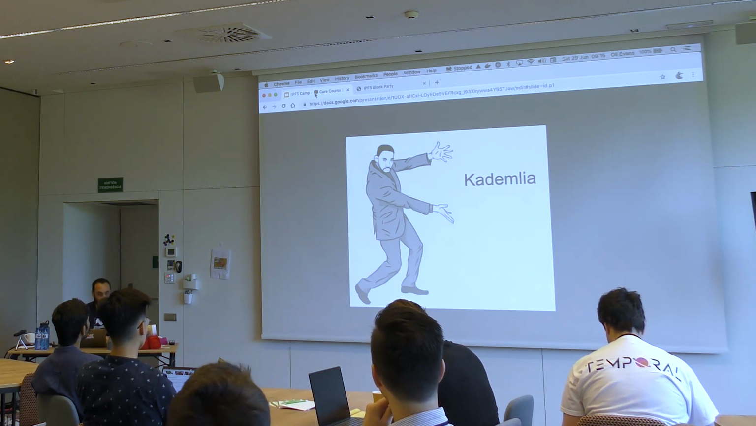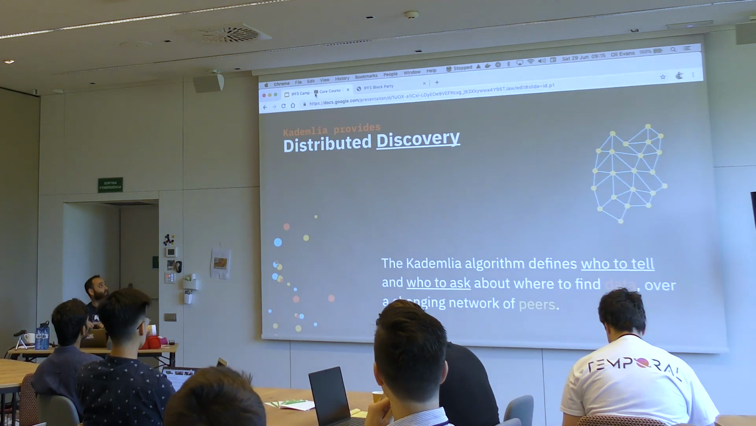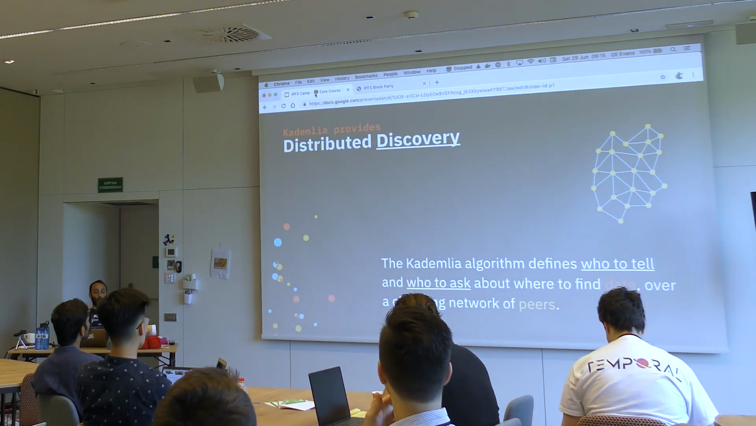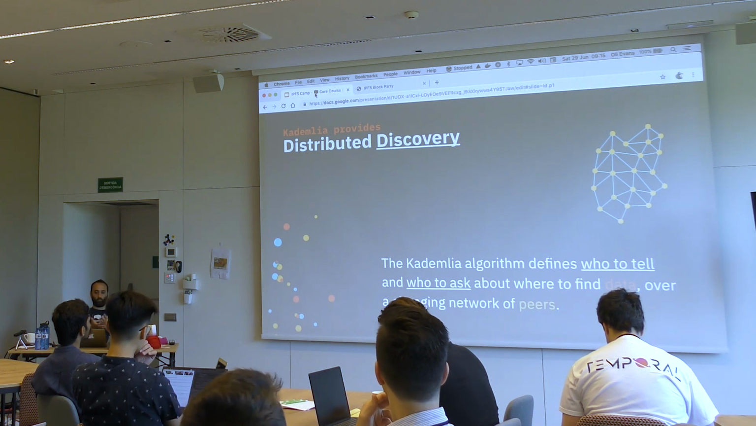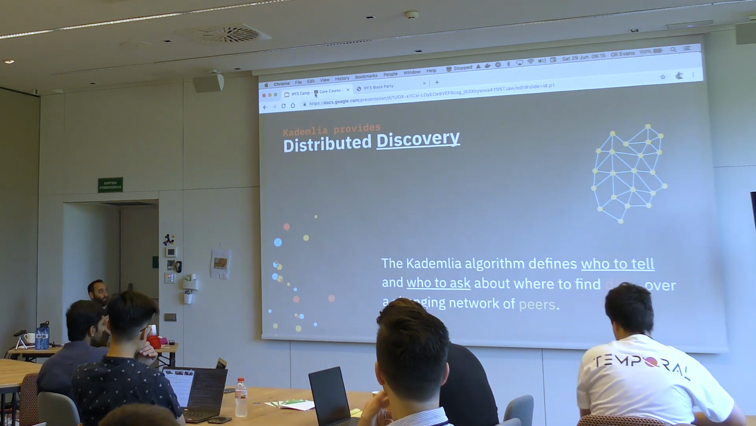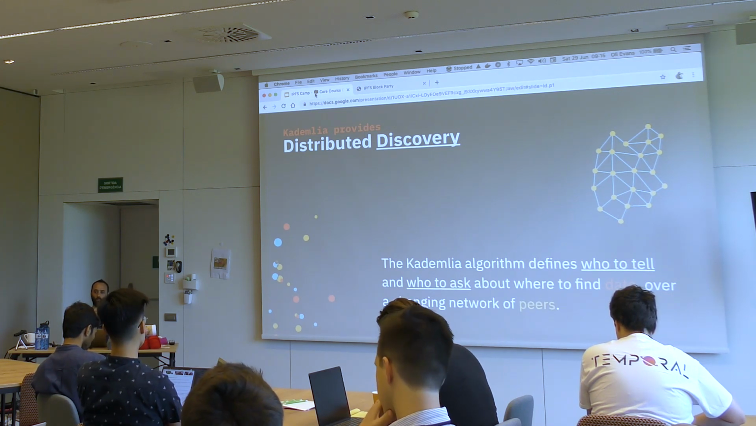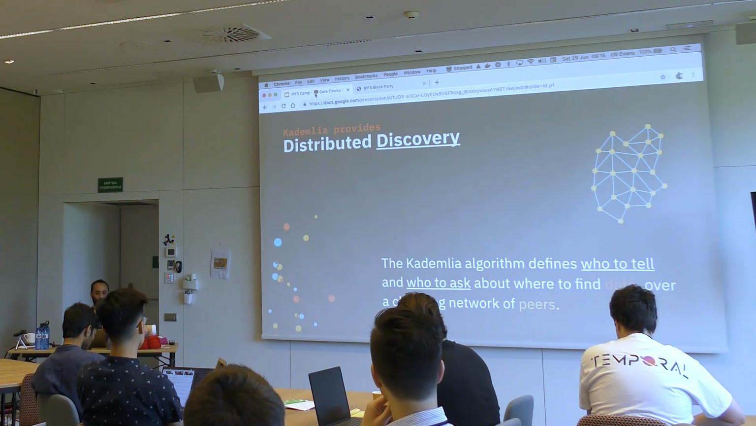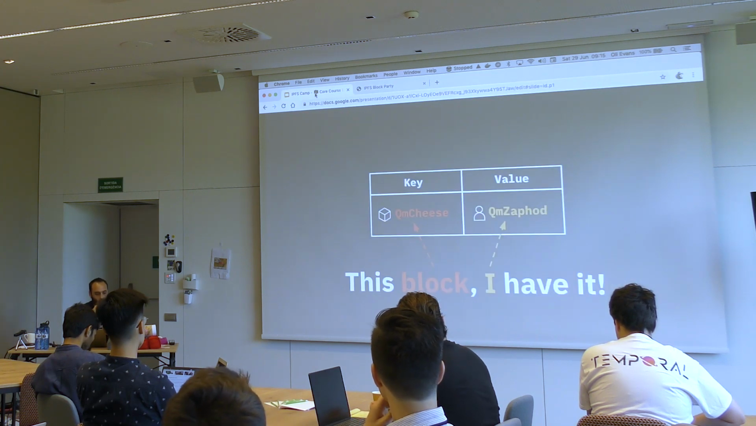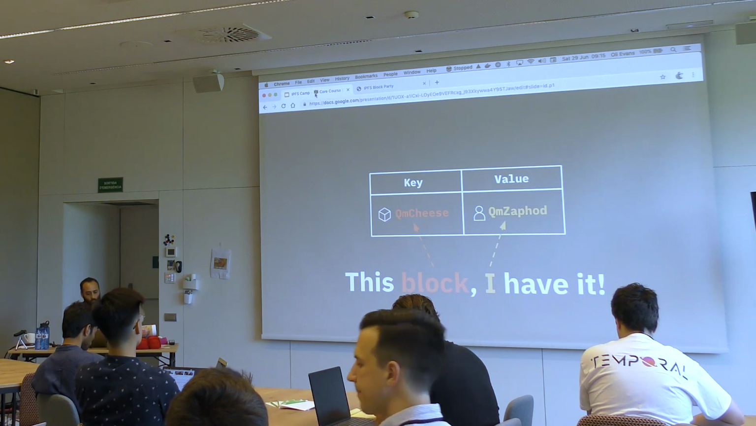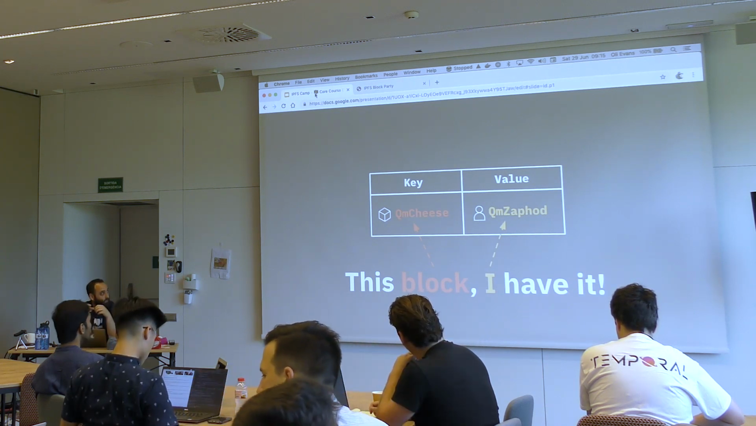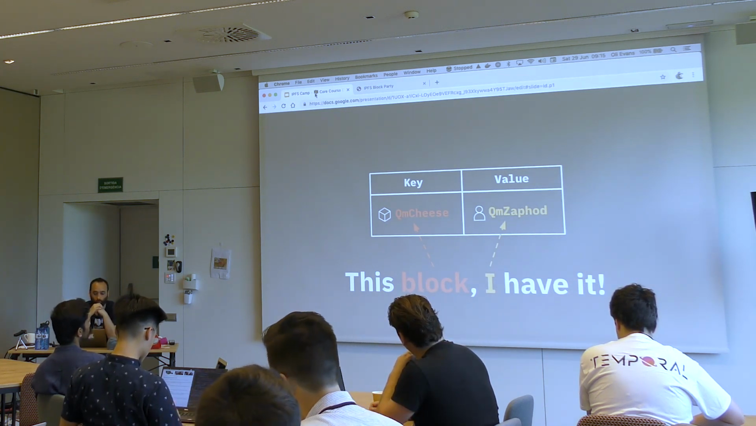So if CIDs give us a scheme for distributed naming, Kademlia is providing a scheme for distributed discovery, for finding content addressed data. The Kademlia algorithm defines who to tell and who to ask about where to find data over a changing network of peers. IPFS uses Kademlia to store records, like this one, about which peers are storing which blocks.